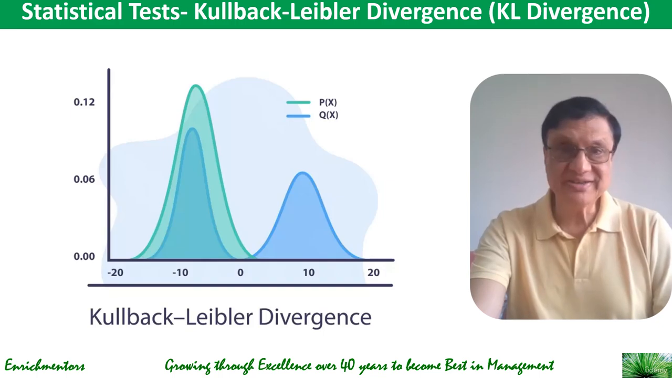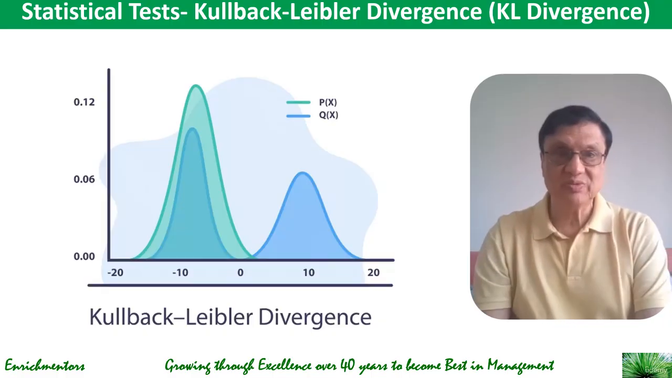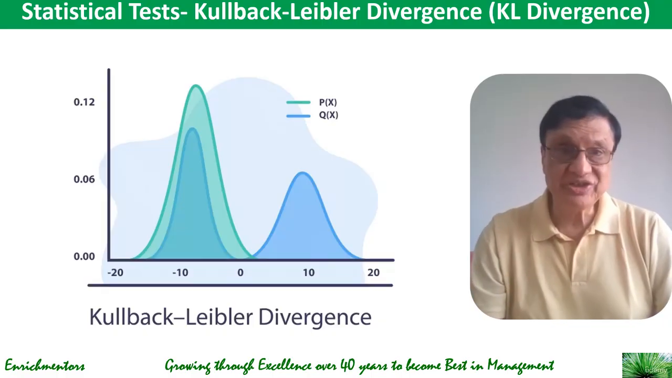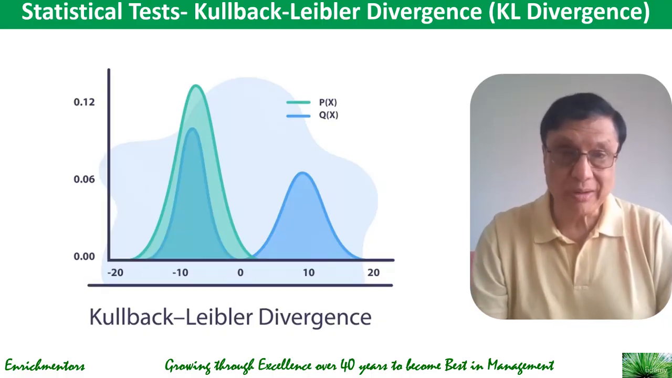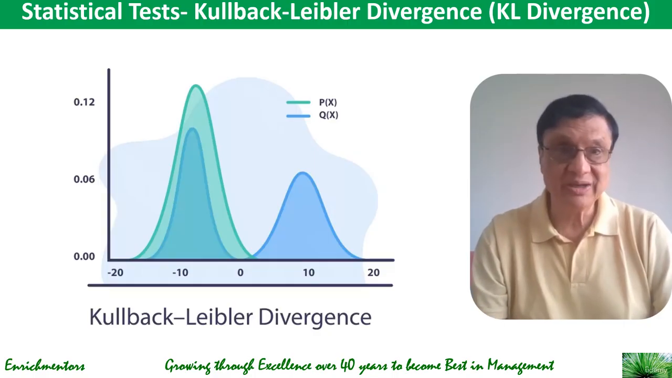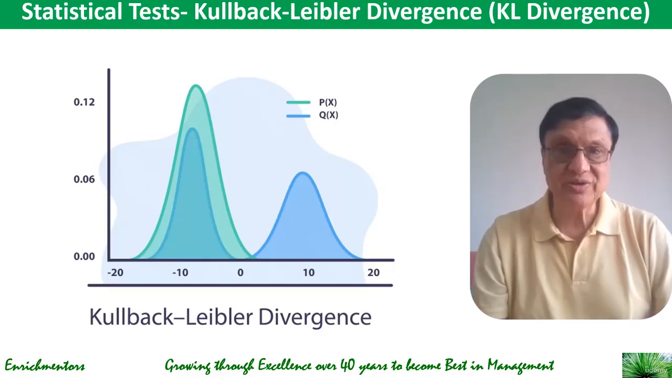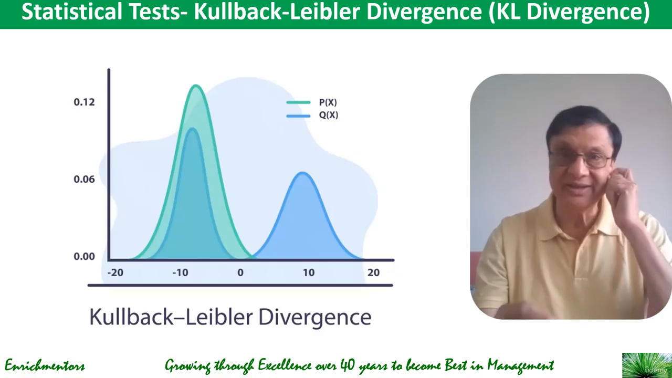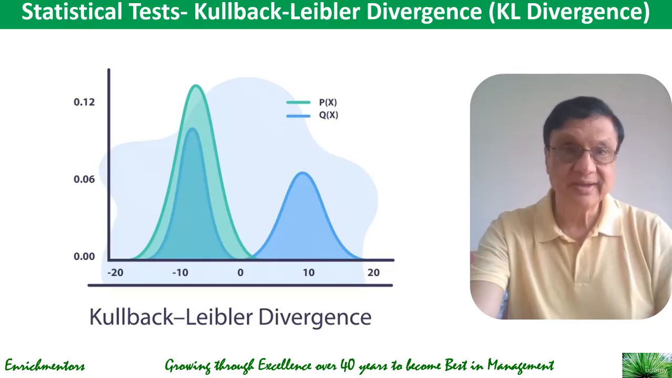The second test that you can use in statistical tests is the KL divergence test. Now, what does the KL divergence test do? It measures the difference between the two probability functions of the two sets of data, and it can be used to quantify the discrepancy between the distribution of incoming data and the historical data.